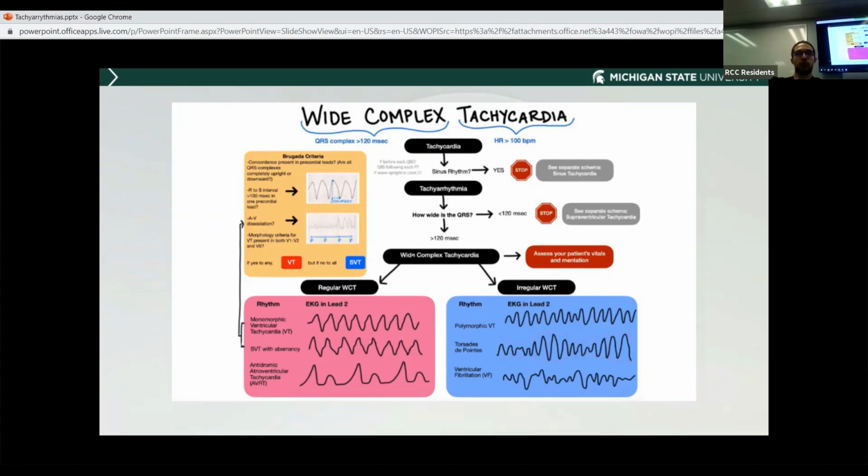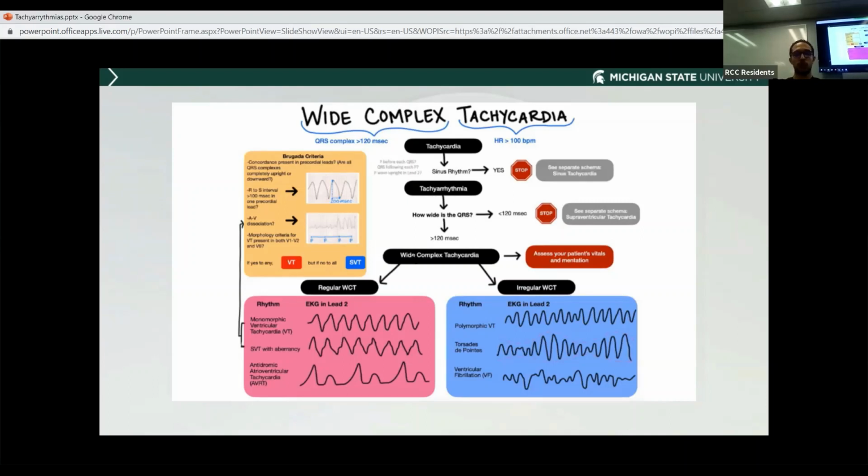Before we go further, the most common is VTs, and the worst is VTs. So if you are in doubt, if you are unable to decide, if you are in a situation where you have to make a decision right now and you're unable to decide whether this is an SVT with aberrancy or an underlying VT, treat it as a VT.